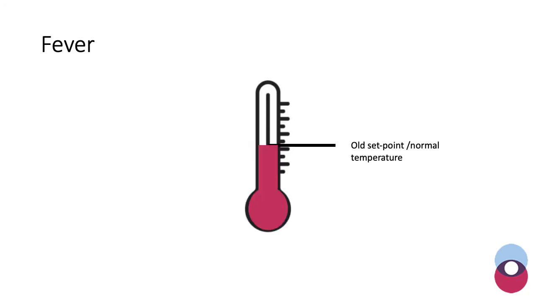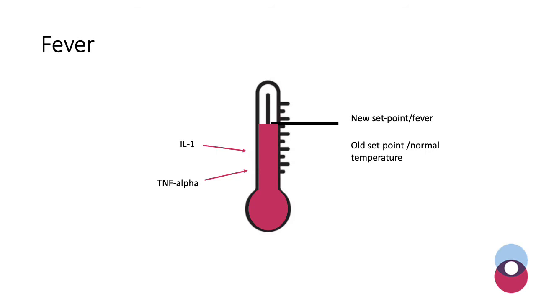So in the figure, it would look like this, where you have the old set point, or you have normal temperature, where the brain will be affected by cytokines or other pyrogens, which trigger an increase in the internal set point, where you get a new set point causing a fever.